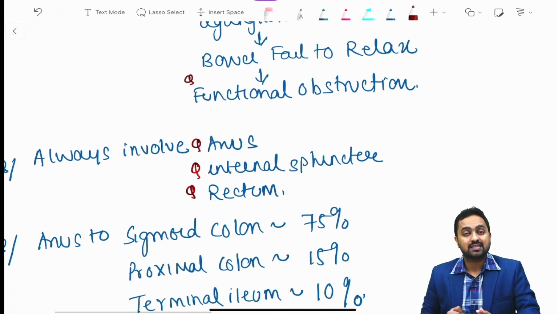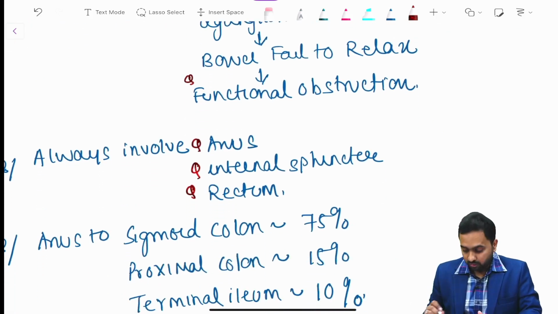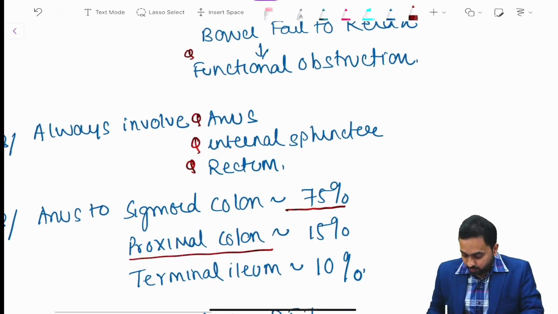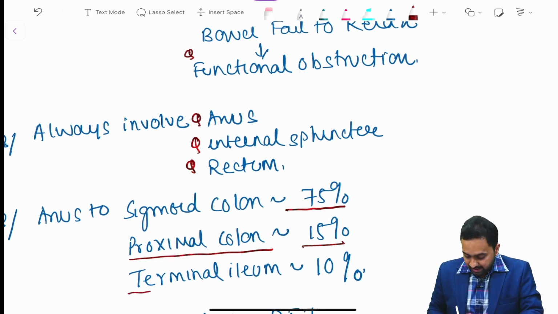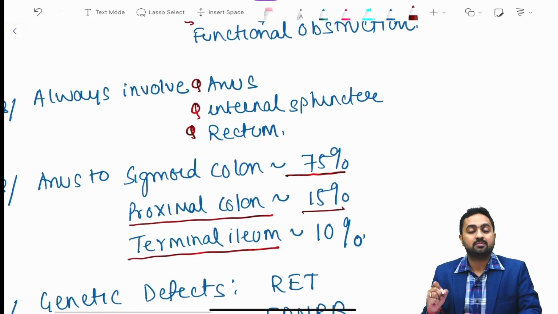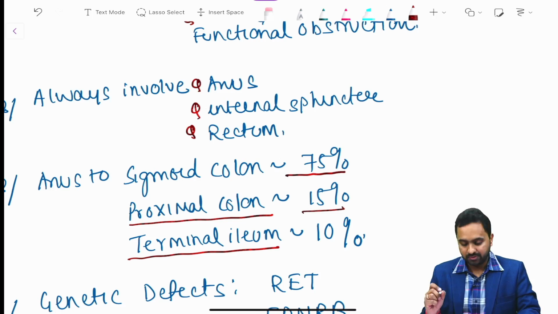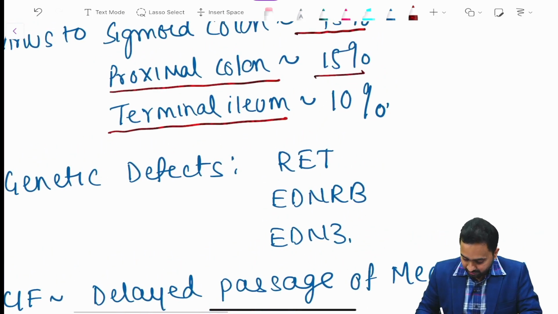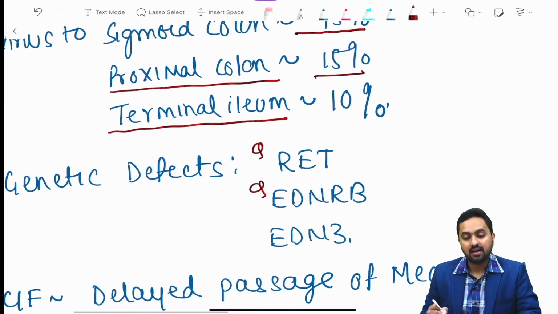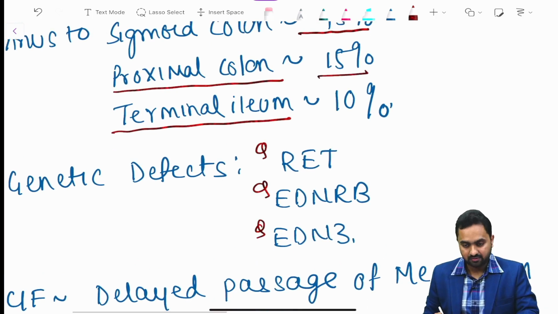It may extend proximally up to the sigmoid colon, which is present in around 75% of cases, up to the proximal colon, which is present in approximately 15% of cases, and up to the terminal ileum, which is present in approximately 10% of the cases. It may be associated with some genetic defects like the RET gene, then EDNRB and EDN3 genes.